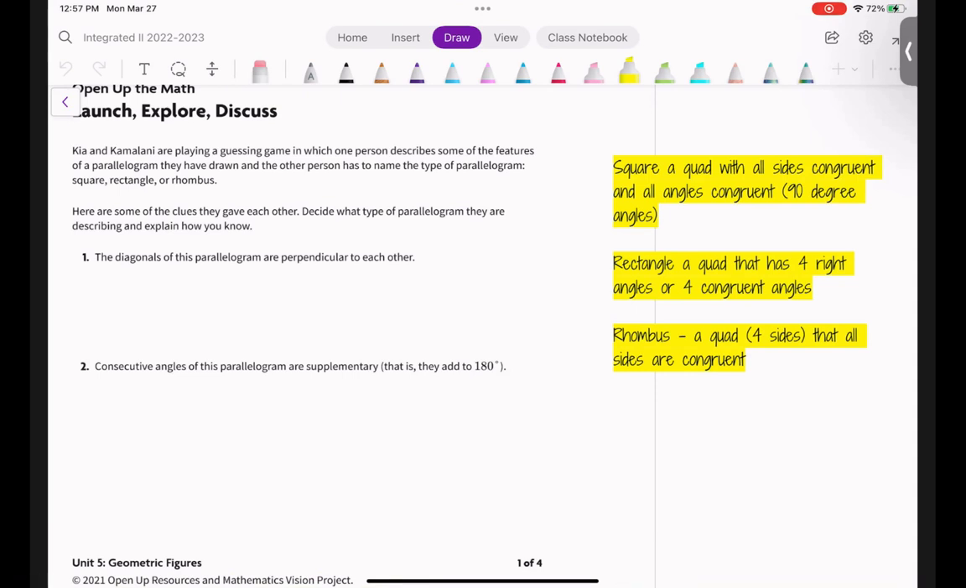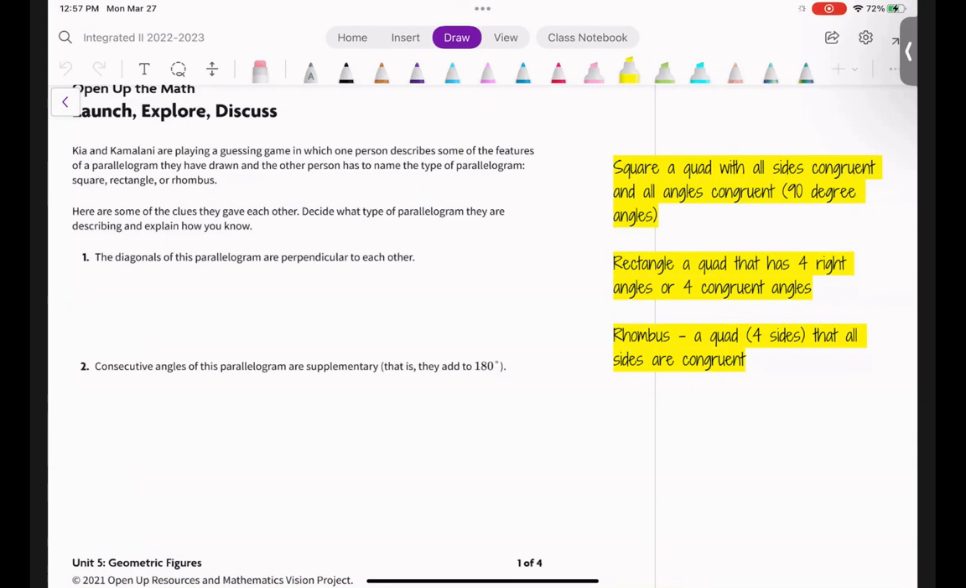So it says the diagonals of this parallelogram are perpendicular to each other. Who could this be? Could it be a square? Could it be a rectangle? Could it be a rhombus? So let me see if I can draw pictures.